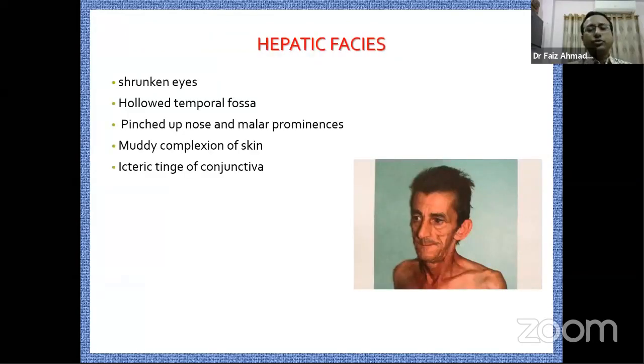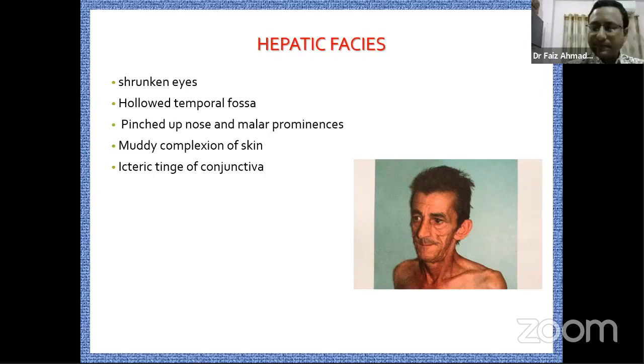Hepatic facies is also a very important clinical sign. A patient with advanced cirrhosis could have shrunken eyes, hollow temporal fossa due to gross muscle wasting, pinched nose and malar prominences, muddy complexion of the skin, and sometimes icteric change of the conjunctiva. Mild icterus may be found. When all these features are present, it is usually called hepatic facies.